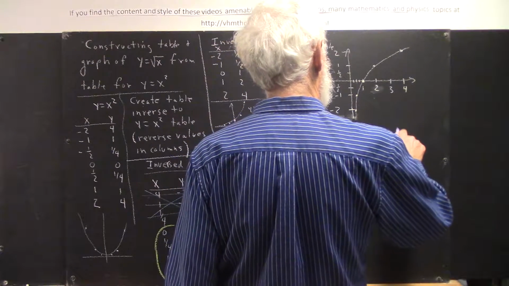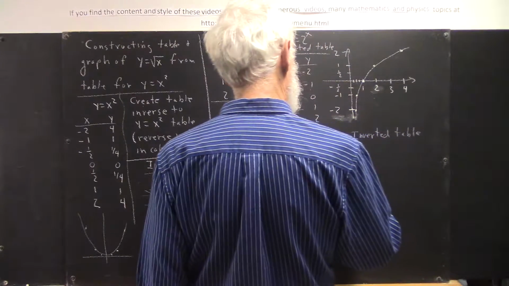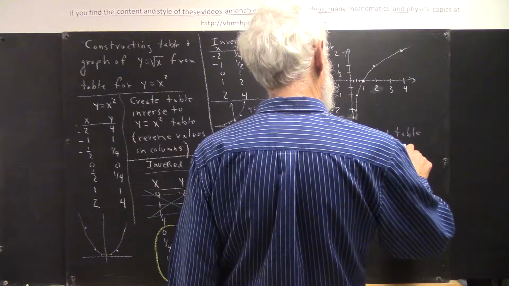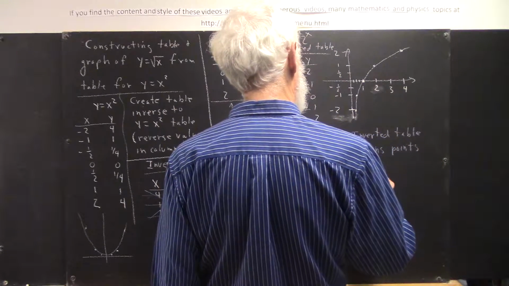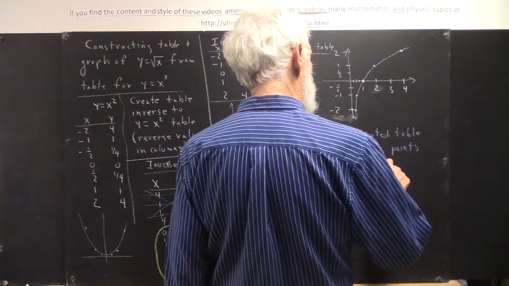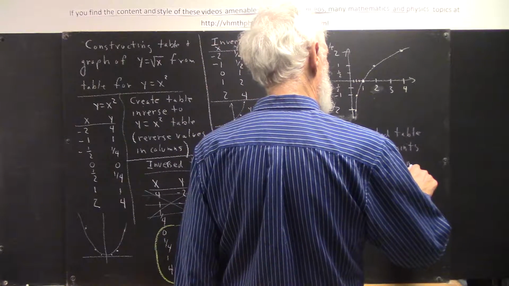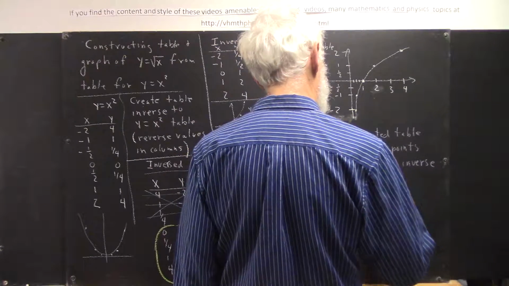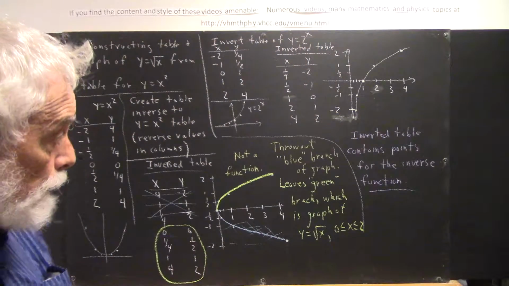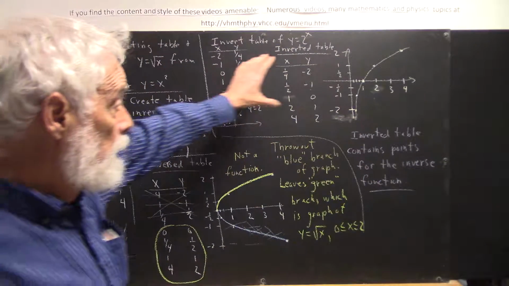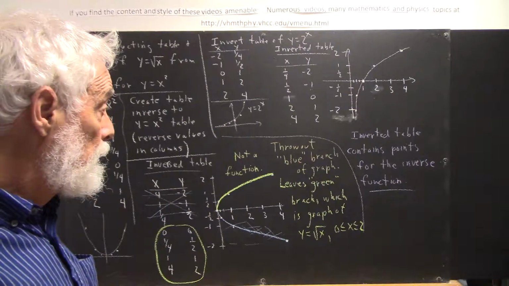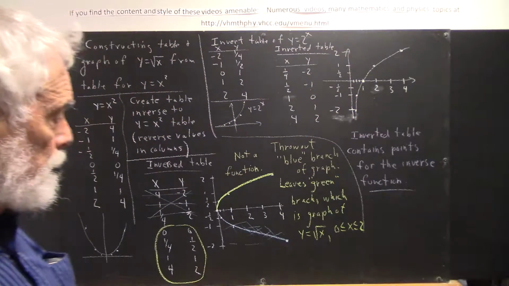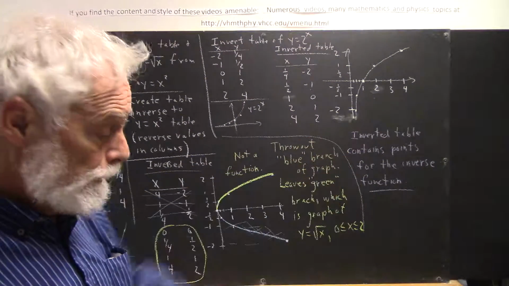So the inverted table contains points, and I'll be a little vague with my terminology, I'll say contains points for the inverse function. Now, a little bit later in the course, we will be studying inverse functions, and you'll have this idea firmly within your grasp, so you don't have to start thinking about inverse functions by tripping over this process. You'll have a point of reference when we see inverse functions.